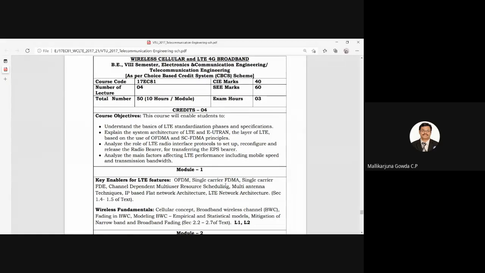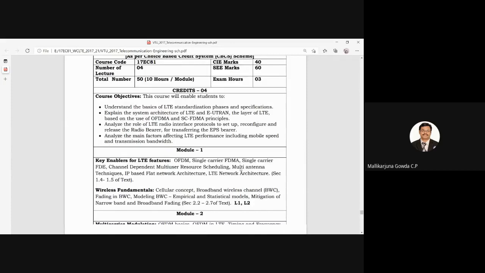Then we will be discussing the network architecture, the LTE network architecture. First of all, you should know what LTE is. It is long-term evolution, that is the 4G network standard name. So this is the first part of your module 1.